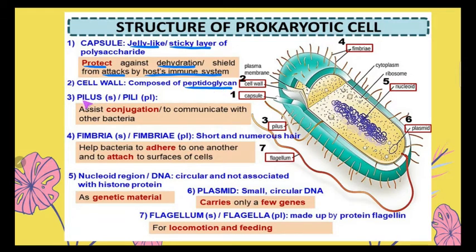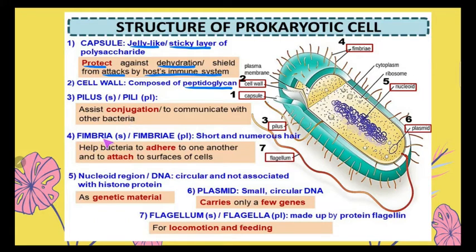Okay, next, structure: pilus, singular, or pili in plural. So like number 3 here, this is the pilus. The function of pilus, as I said just now, is that it assists in conjugation, or the transferring of the DNA between bacterial cells. Pili are also used to communicate with other bacteria. Okay, it is used for bacteria to communicate with other bacteria by using pili.